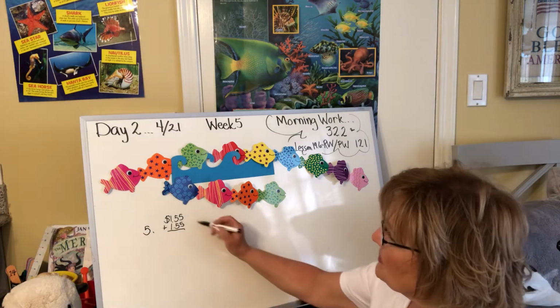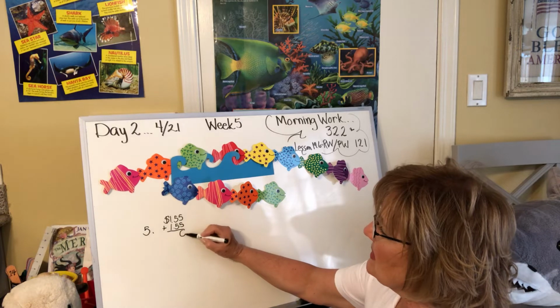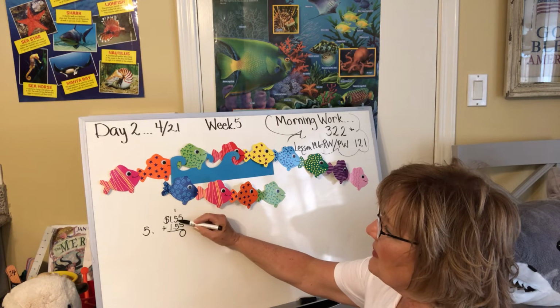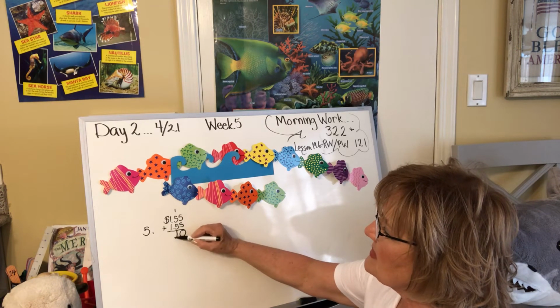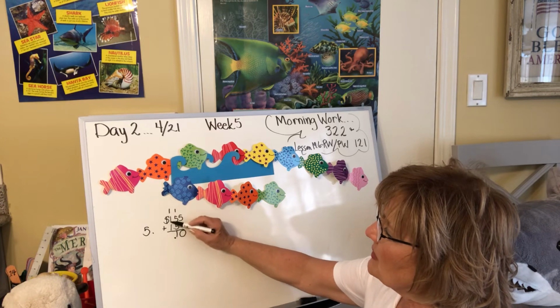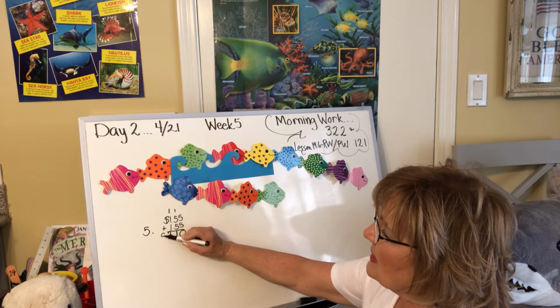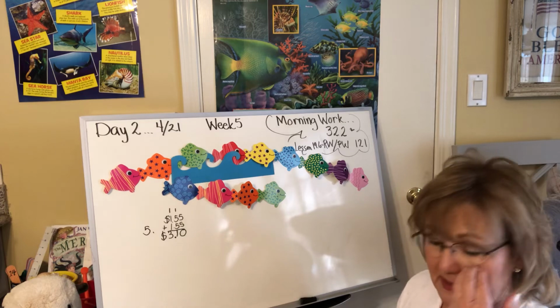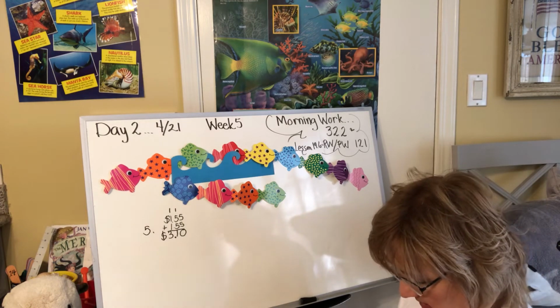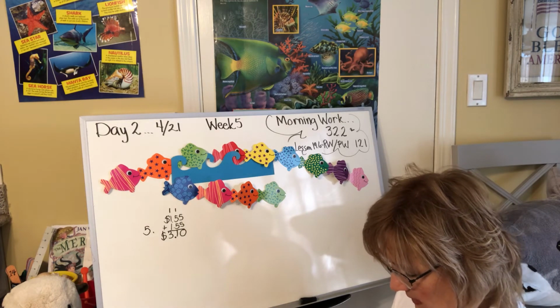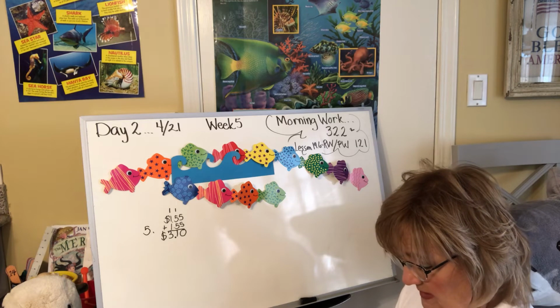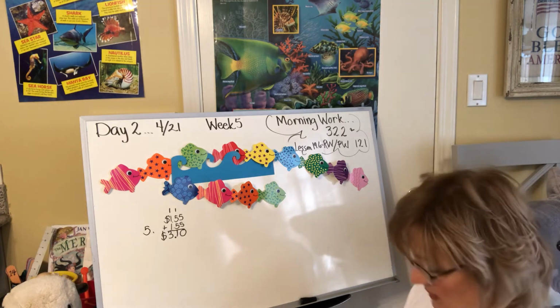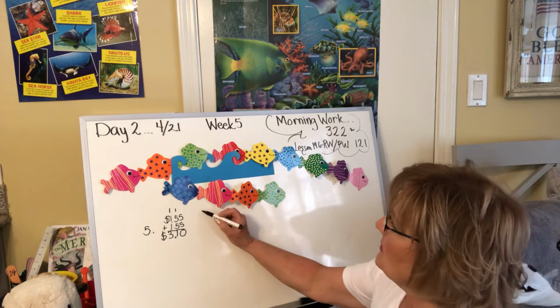All right, did you get 5 plus 5 is 10? Carry the 1. 5 plus 5 is 10 plus 1 is 11. Carry 1, 2, 3. And dollar sign, decimal point. So she spent $3.10. Okay. Now she also bought a maraca, so we're going to have to add because she's still spending.